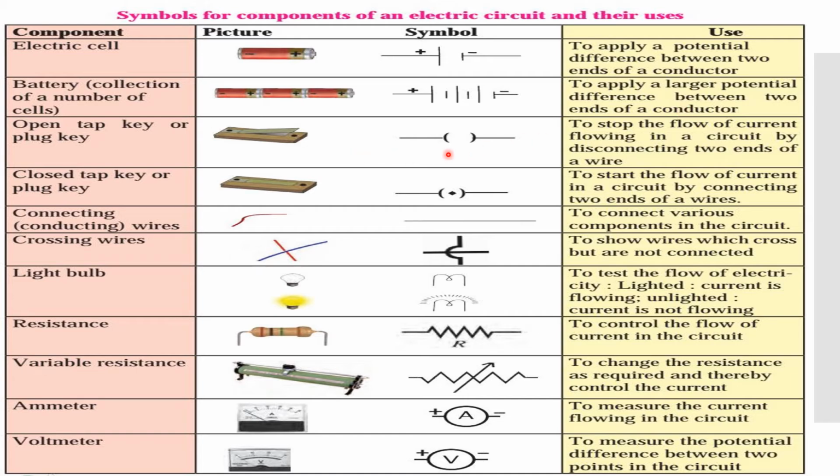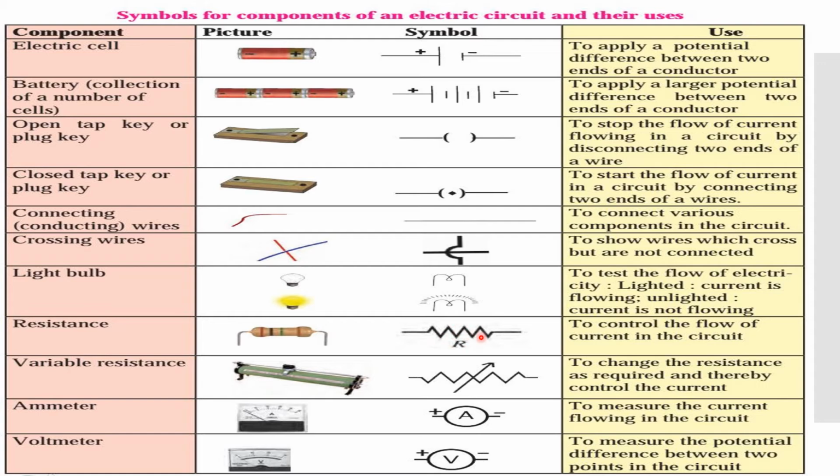Then plug key or tap key. Tap key is drawn like this. For open circuit, the plug key can be drawn like this, and for closed circuit the plug key is like this. Open circuit means the current is not flowing in that circuit, and closed circuit means the current is flowing in the circuit. Then crossing wires, conducting wires, light bulb, you can draw small m's, letter of small m for the bulb. Then resistance is denoted by this symbol.